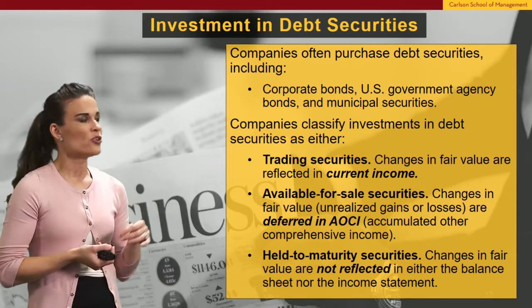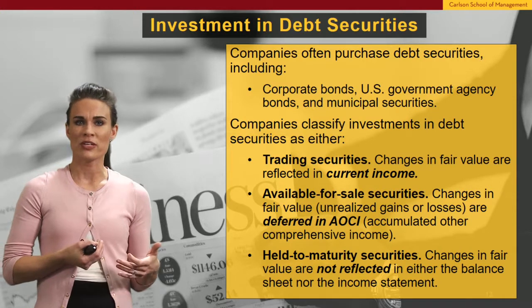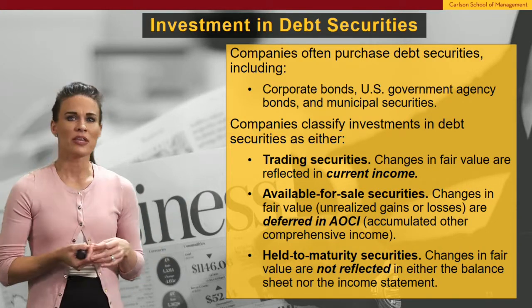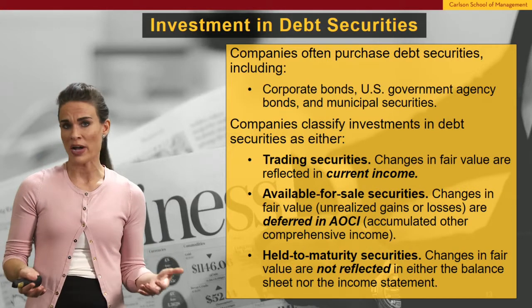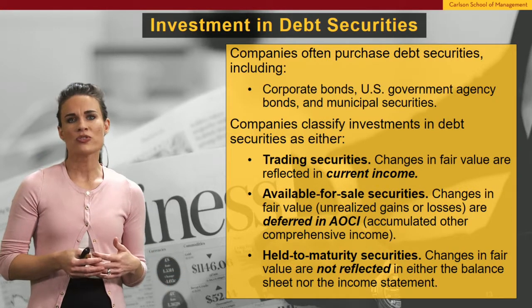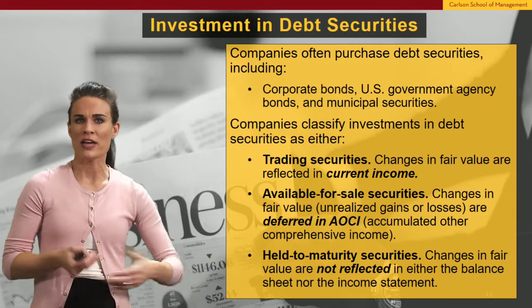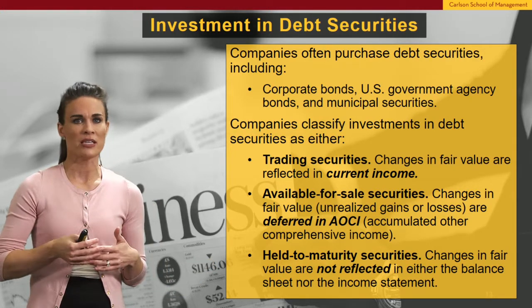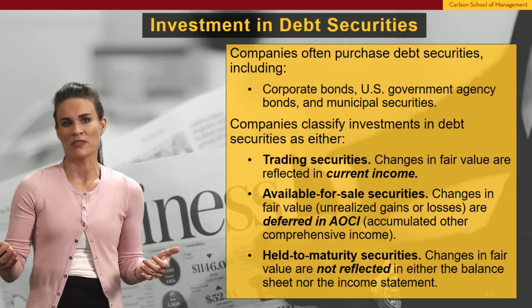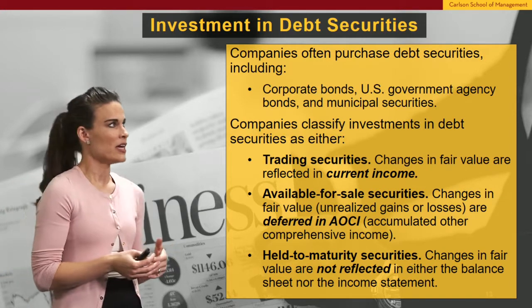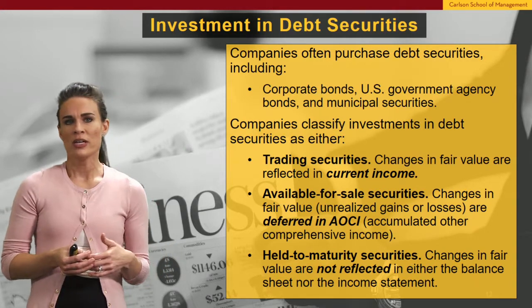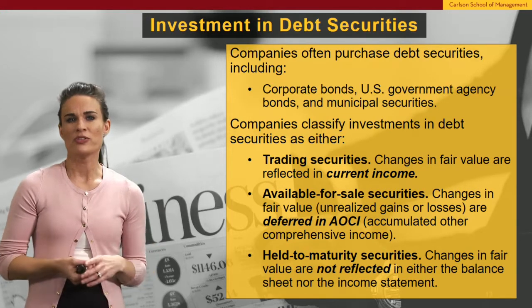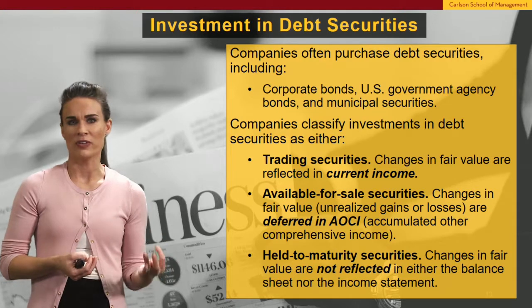But what I want you guys to know for an available for sale security, for a debt security, is that this is a debt security that the company intends to hold on to for a while, but they intend to dispose or sell that debt security before the end of its maturity date. So let's say the debt was going to last 5 years, or the life of that debt, the maturity date was 5 years from now. The company will hold on to it for more than 12 months maybe, but they're going to get rid of it before the end of the 5-year life.